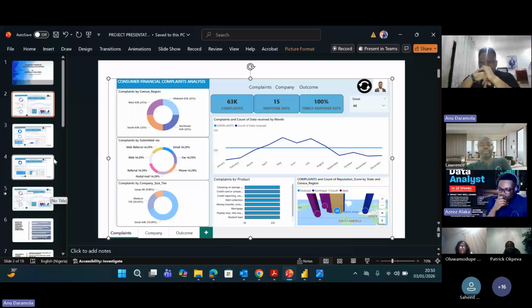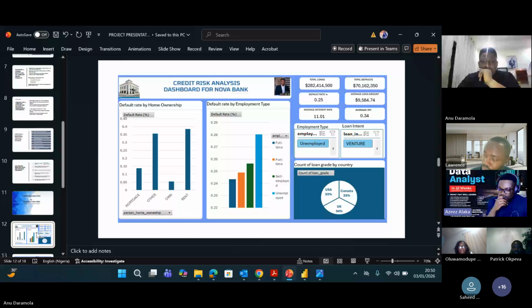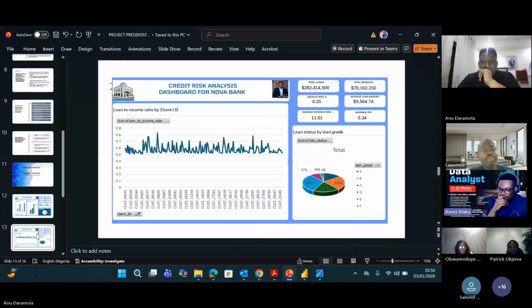So while we wait for Said to unmute, one of the things I detected here is on the Excel. The last one, that's the one you use for the loan grade. Is it Excel? Yeah, this one. So this should not be a pie chart. You can use a bar chart for this. It will represent it better than a pie chart. Yeah, Said, are you there?